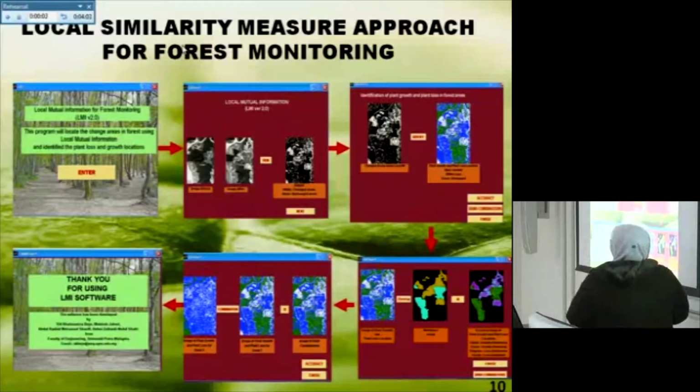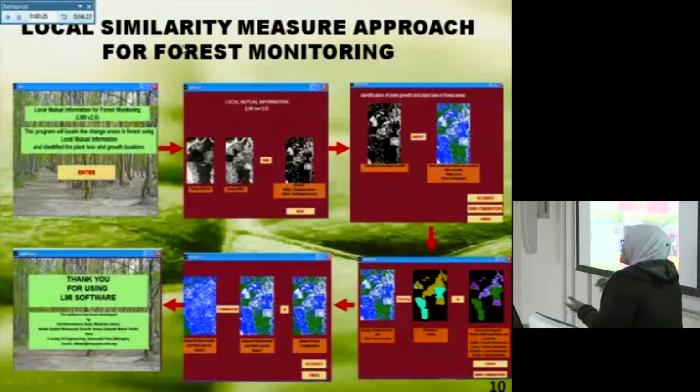This is the final output of my research. This is a GUI using MATLAB. So the user just inputs 2 satellite images. Then this program will detect the changed area, and after that it identifies whether the change is because of plant growth or plant loss.